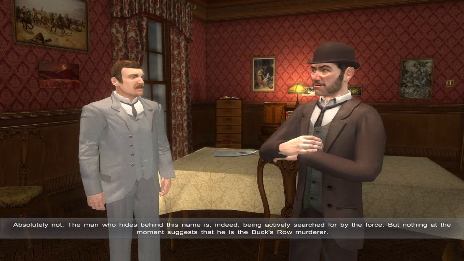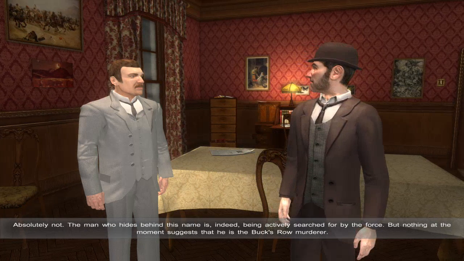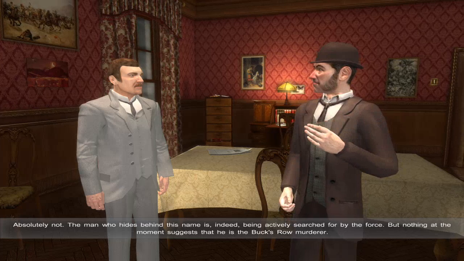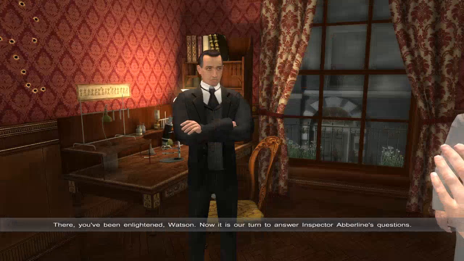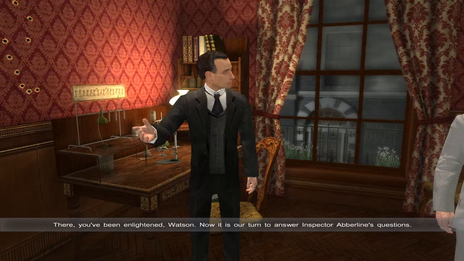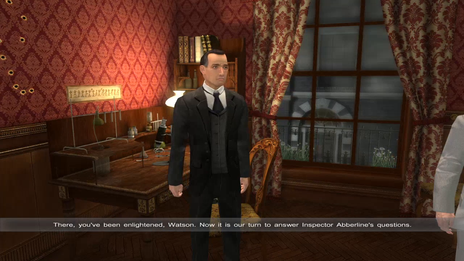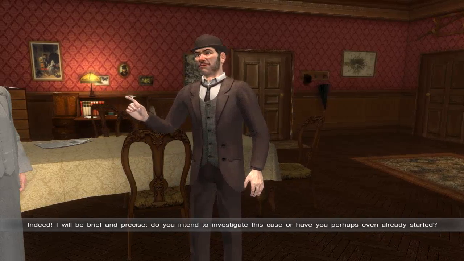The man who hides behind this name is indeed being actively searched for by the force. Besides, nothing at the moment suggests that he is the Bucks Row murderer. There, you've been enlightened, Watson. Now it is our turn to answer Inspector Aberline's questions. Indeed. I will be brief and precise.